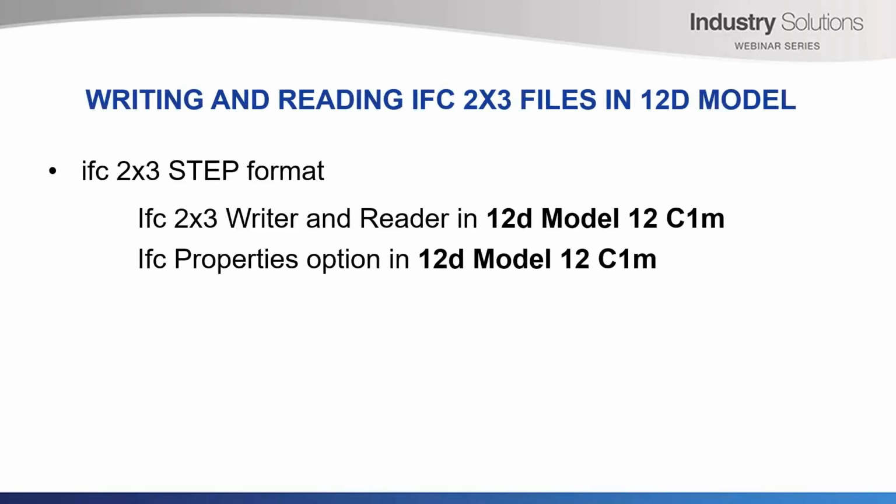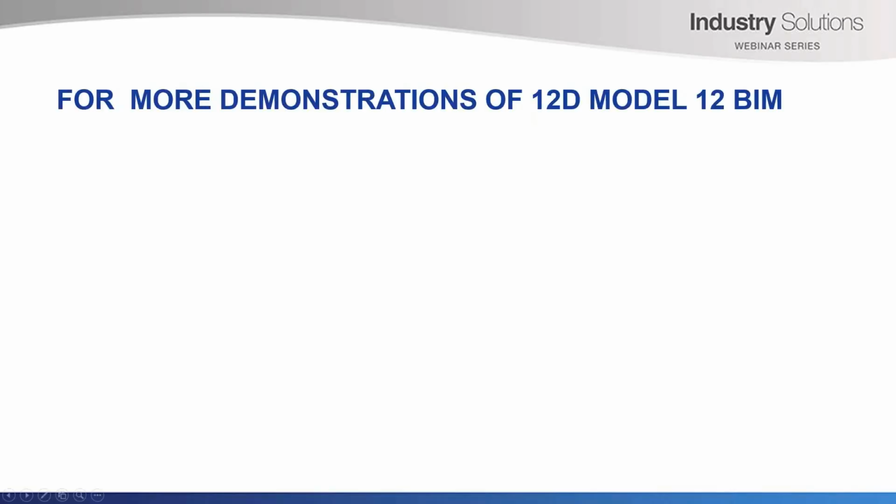So inside 12D Model, what can we actually do? We can read and write in 12D Model C1M. There's a reader and writer for IFC2x, and then there's an option in there called IFC properties, which will allow you to look at some more of that information I've been describing. It's held there in the file, so you can just look at it to see what's going on. I'll demonstrate some of these things to you, but as I say, 12D Model 12, C1M, can read and write the STEP format. So basically, I'll just show you that now.